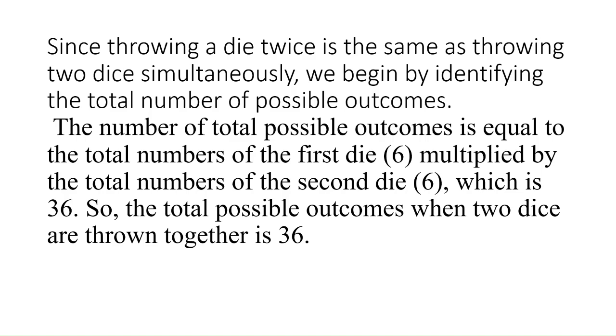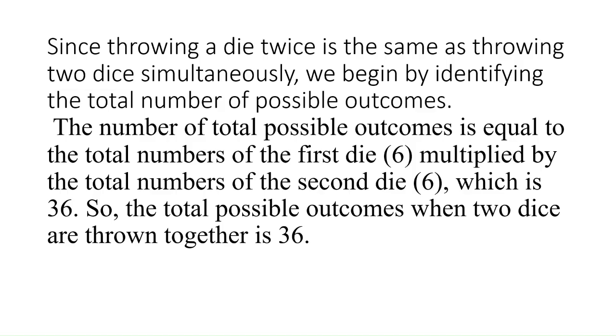Here, the first die has six faces and the second one has six, so in total we will have 6 into 6, that is 36 possible outcomes.